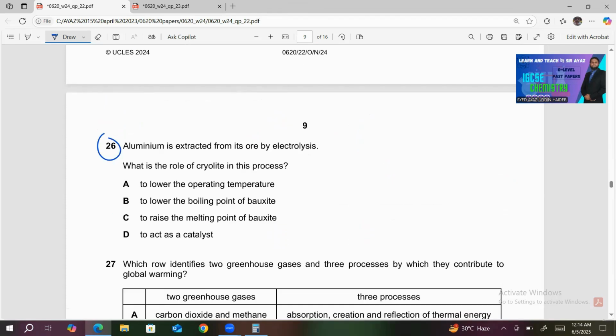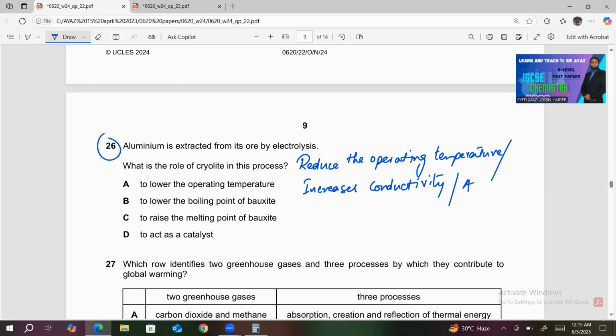26. Aluminum is extracted from its ore by electrolysis. What is the role of cryolite in this process? The cryolite is added to reduce the operating temperature, it also increases the conductivity, and it can even act as a solvent. So we have A, to lower the operating temperature. It must be the right statement.